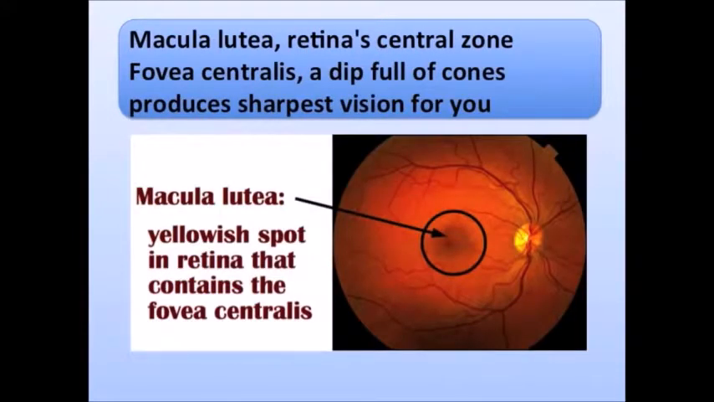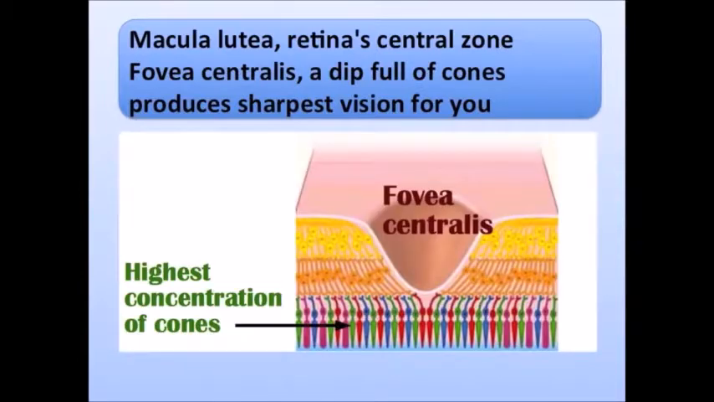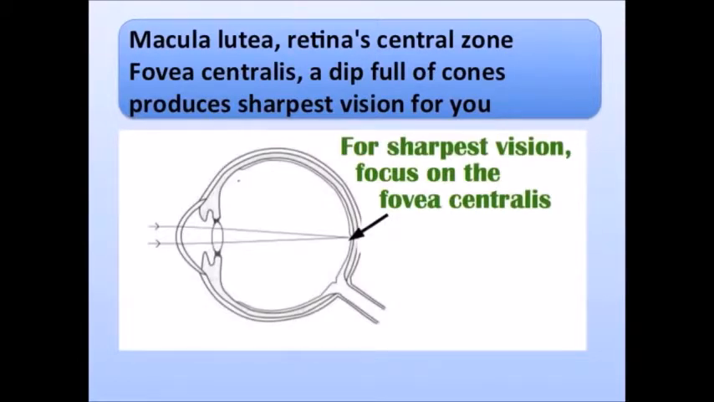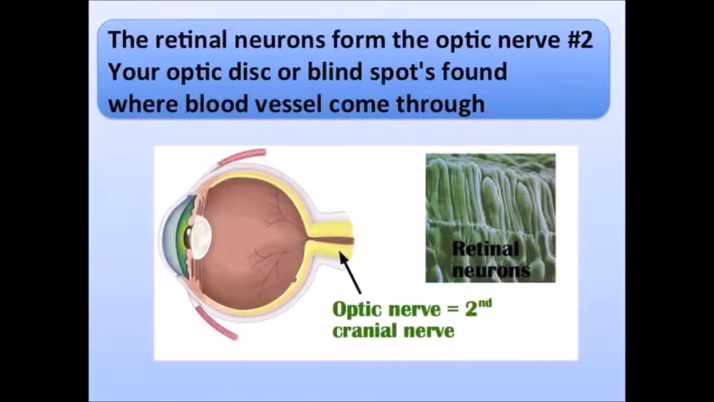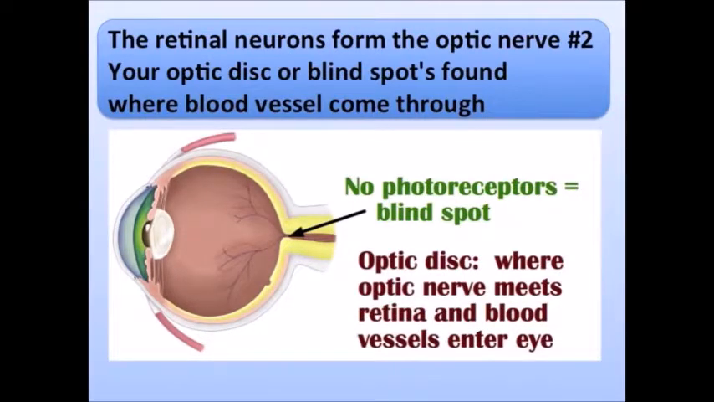Macula lutea, retina central zone. Fovea centralis, a dimple of cones, produces sharpest vision for you. The retinal neurons form the optic nerve, number 2. Your optic disc or blind spot is found where blood vessels come through.